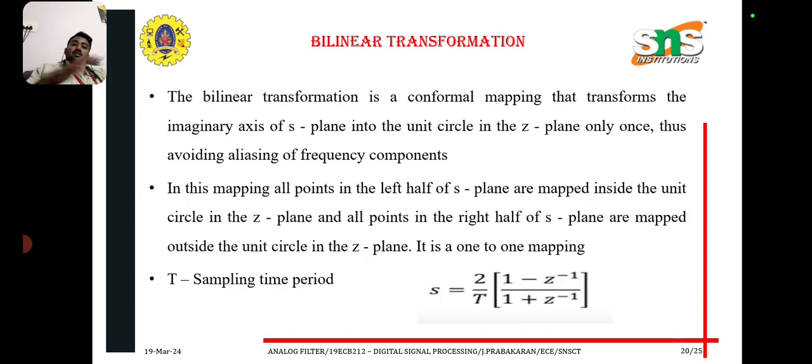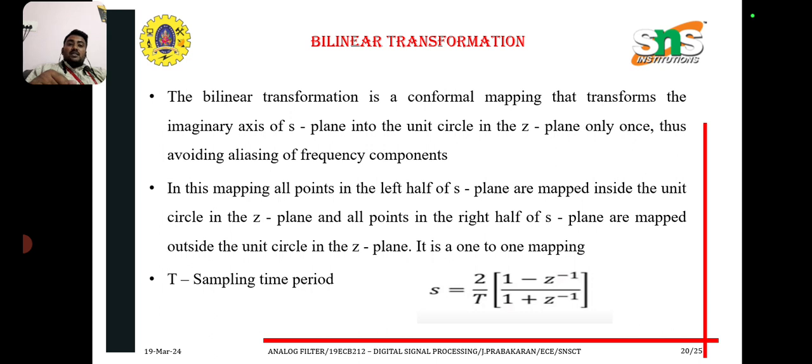And another one is bilinear transformation. Bilinear transformation is a conformal mapping that transforms the imaginary axis of the S plane into the unit circle in the Z plane only once, thus avoiding aliasing of frequency components during the sampling process. In this mapping, all points in the left half of the S plane are mapped inside the unit circle in the Z plane, and all points in the right half of the S plane are mapped outside the unit circle in the Z plane. It is a 1-to-1 mapping.